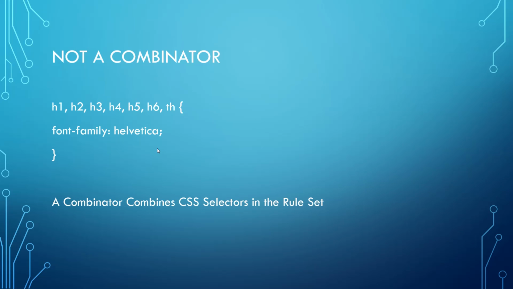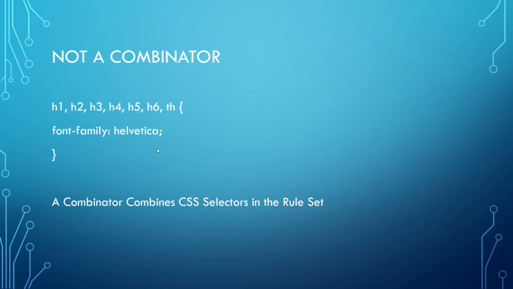So this is not a combinator, although it looks like one, because combinators involve putting combinations of selectors as part of the CSS rule, the selector of the CSS rule. So this is a group of CSS selectors, but it's a list of CSS selectors, so they're not combined together. It merely means that this rule applies to all the 6 header tags and the table header tag as well. So, selectors, not a combinator.